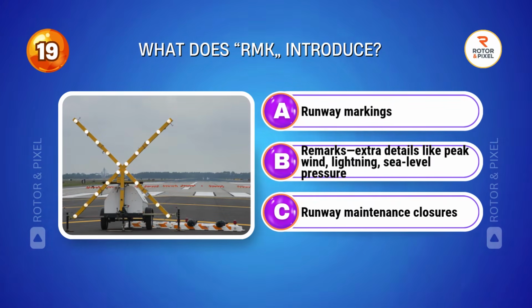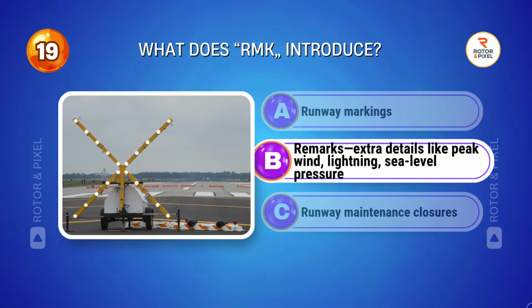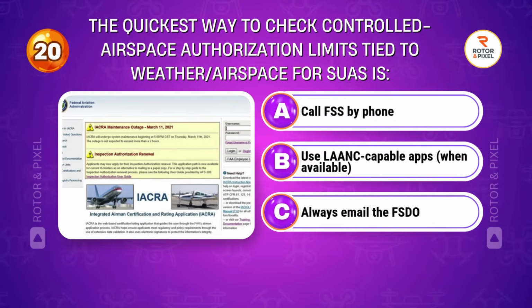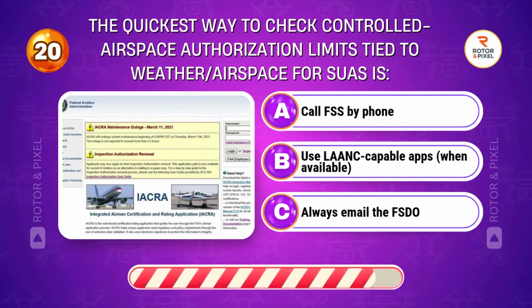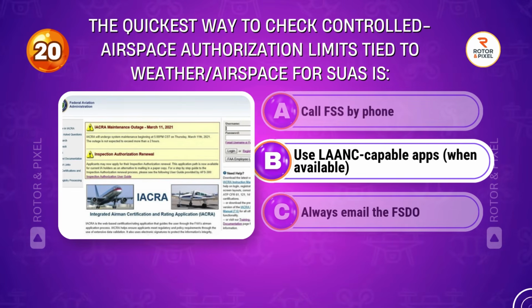What does RMK introduce? Answer B, remarks: extra details like peak wind, lightning, sea level pressure. The quickest way to check controlled airspace authorization limits tied to weather/airspace for sUAS is? Answer B, use LAANC-capable apps when available.